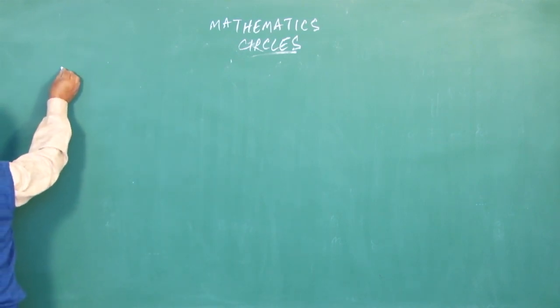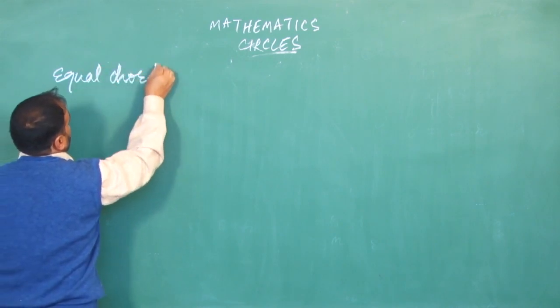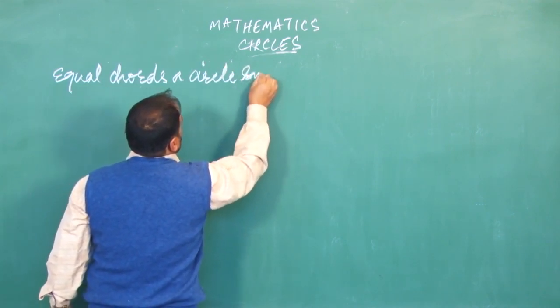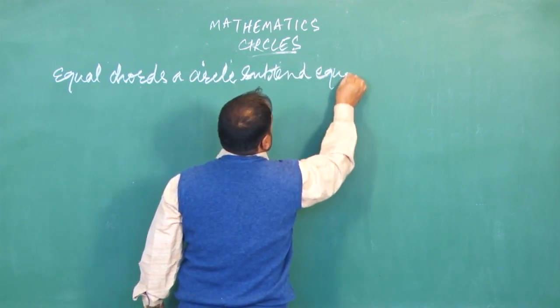This is an important theorem of the circle. Equal chords of a circle subtend equal angles at center.